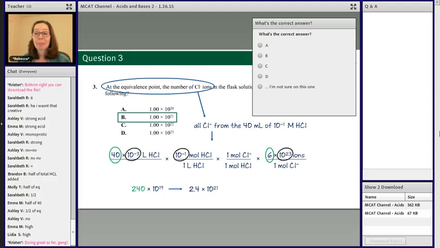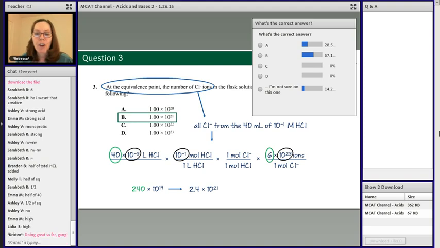And we're all across the board here. If you need to, grab a screenshot of this because I want to make sure that we get to questions 4 and 5.